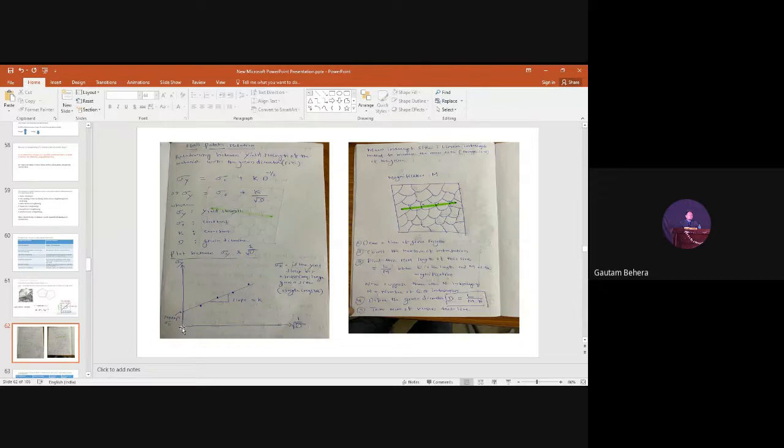You understand, right? Because at this point, what is the size of the grain? Can you tell me? At this point, what is the grain size?